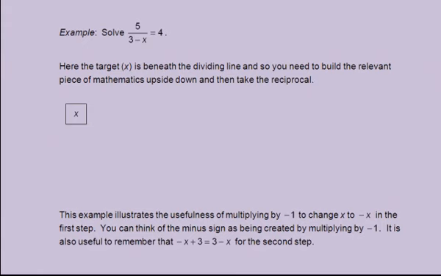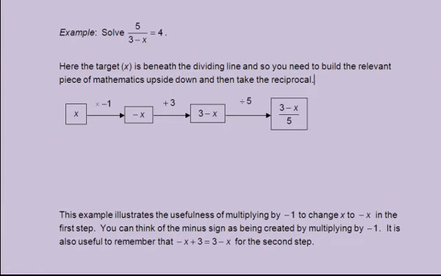Then multiply by minus 1 to give minus x. Next add 3 to give 3 minus x. Next divide by 5 to give 3 minus x divided by 5. And finally take the reciprocal to give the required piece of maths of 5 divided by 3 minus x.